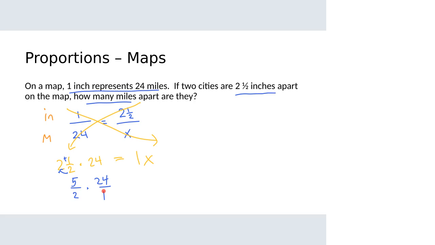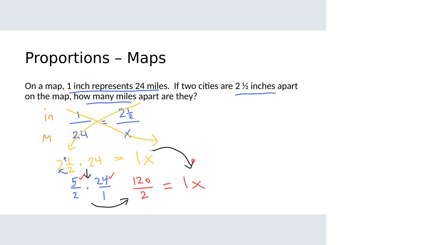And at this point, I have choices. I could do some canceling, because 2 will go into 24, so I could rewrite that as 1 and 12, but I don't have to do that. Instead, I could just multiply numerators. 5 times 24 is 120 over 2 times 1 is 2, and that's what's equal to my 1x over here on the right. Sorry, that's a little clumsy. We went from 2.5 times 24 to 5/2 times 24 to 120 over 2, and this 1 times x is over there.